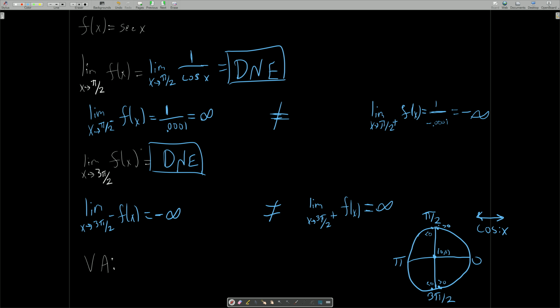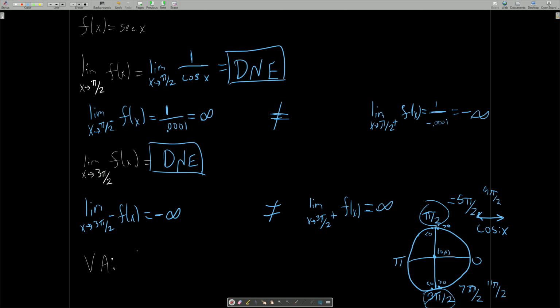So pi over 2 and 3 pi over 2, they're both vertical asymptotes, right? Because these limits don't exist. But the thing about trig and degrees and radians is that they can sort of go on forever. So this pi over 2, it's also 5 pi over 2. And this 3 pi over 2 can also be the same as 7 pi over 2. It can go on. This can be 9 pi over 2. This can be 11 pi over 2.